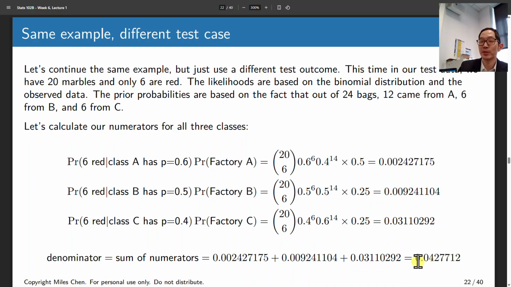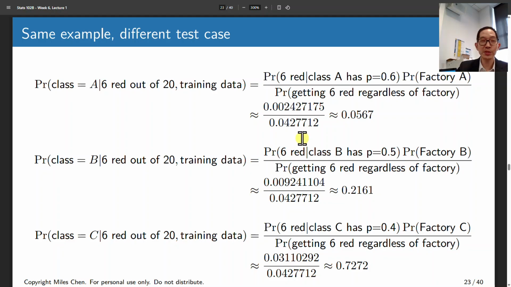Okay, so this is just saying the likelihood of getting our observed data, the marginal probability of just getting 6 red out of 20 marbles, is pretty small, only around a 4% probability across all possible classes. But we're going to take our numerators and divide by our denominator to scale all of these values up so that they add up to 1. Because right now they don't add up to 1, they add up to 0.042.